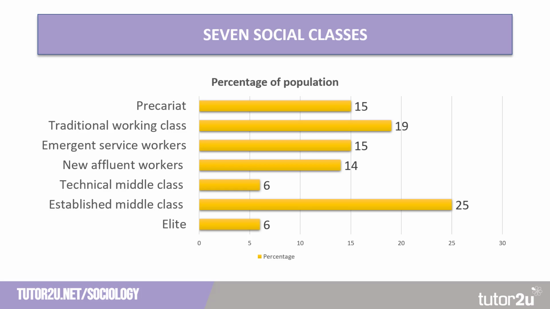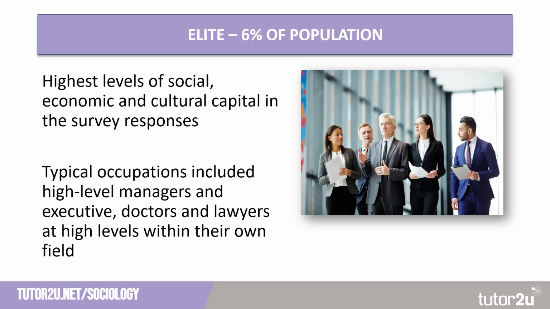This differed greatly from the Great British Class Survey conducted by the BBC, where over 22% of respondents described themselves as being elite. However, in Savage et al.'s research, they found only 6% of the population classified as being elite. These were the ones with the highest levels of social, economic and cultural capital in the face-to-face responses. The typical occupations in these groups included high-level managers and executives, doctors and lawyers who were working at a high level within their own field.